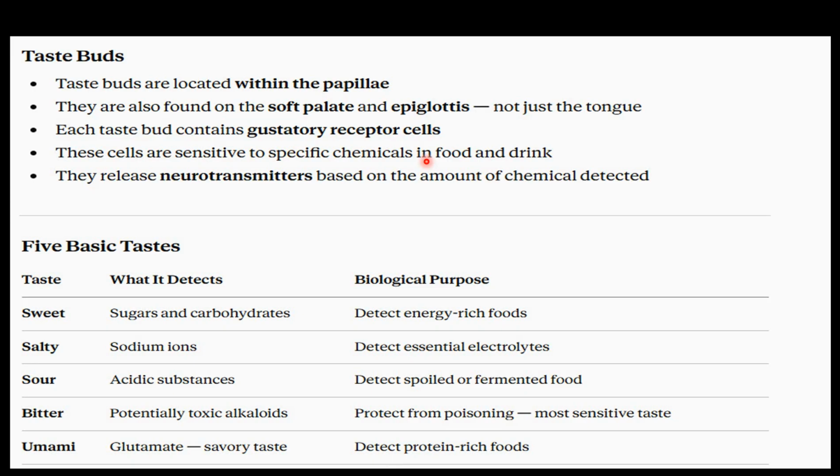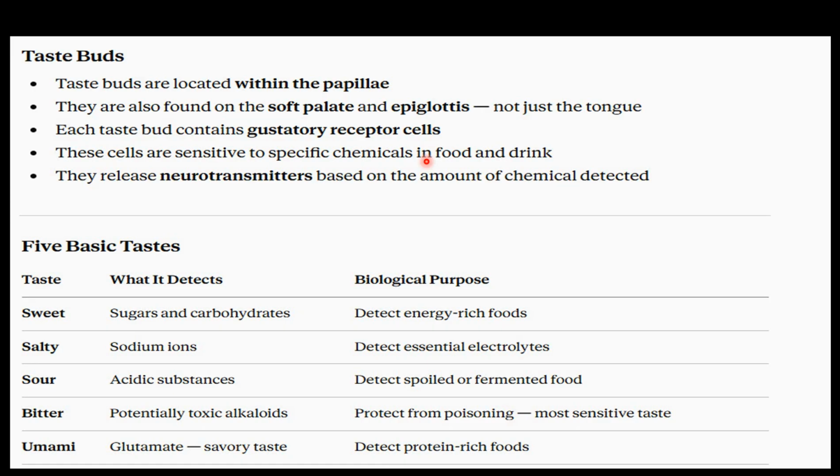Let's go one by one. The first taste is sweet, which basically detects sugars and carbohydrates. Biological purpose is to detect energy rich food. Salty means sodium ions, detect essential electrolytes. Then we have sour, acidic substances, detect spoiled or fermented food.